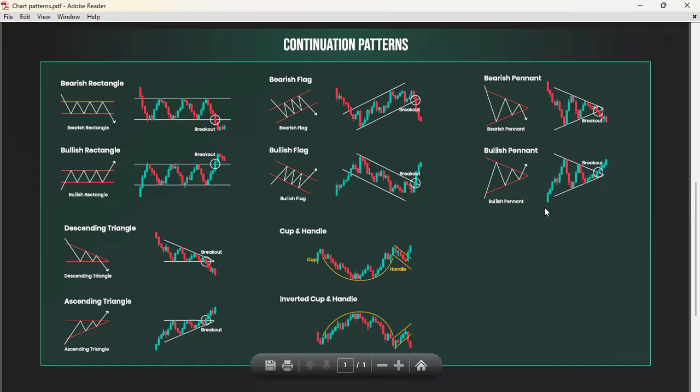Now let's look at another important chart pattern. We have the bearish pennant, right? Bearish pennant. This is how it is. Bearish, price moves from the top. You just have to look at the shape. Have the shape in mind, right?